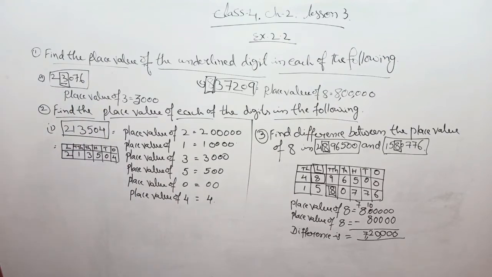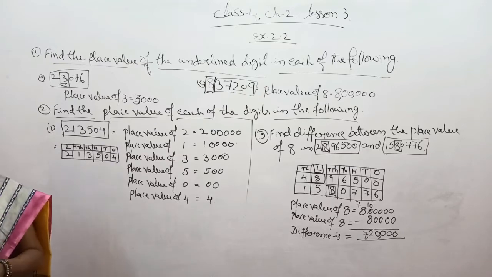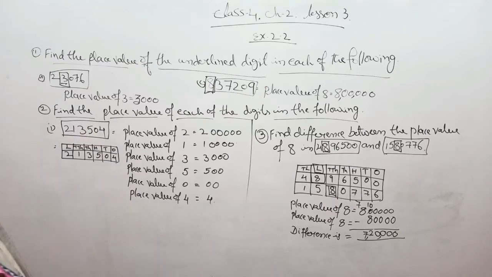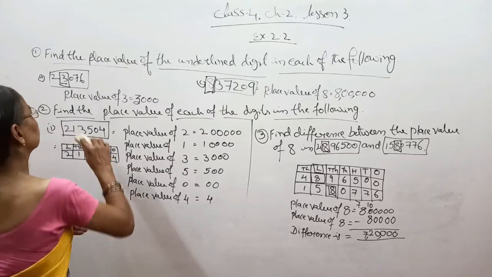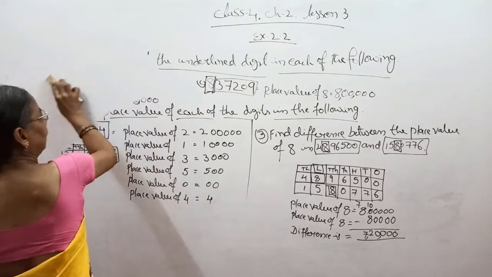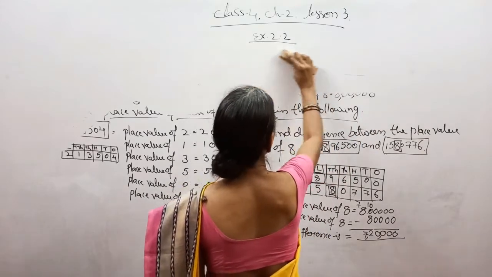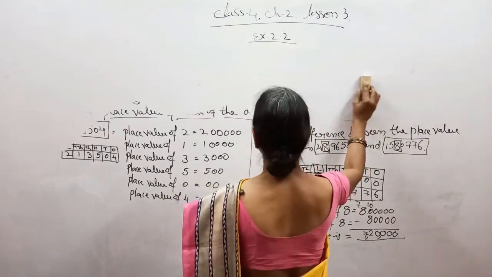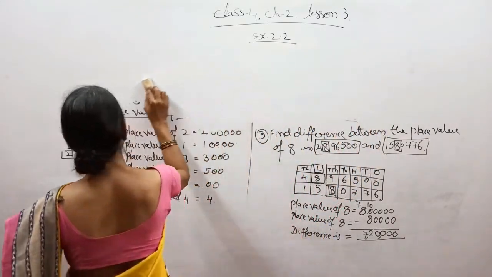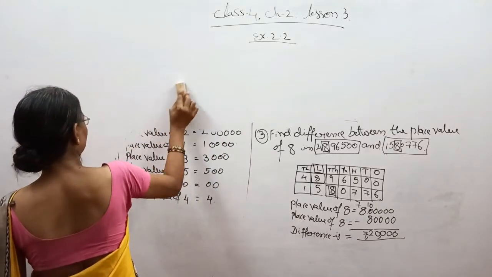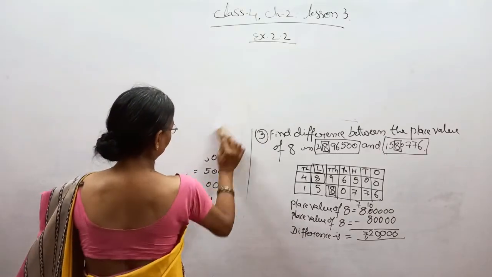Now we can go for expanded form. Expanded form means we have to write it in detail with place value. The number will be expanded with the help of place value and it is written in the place value.